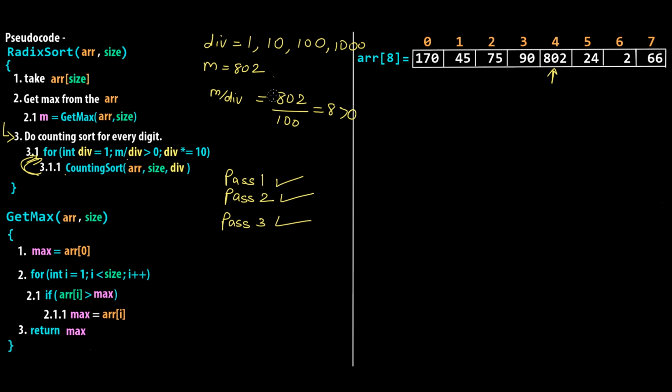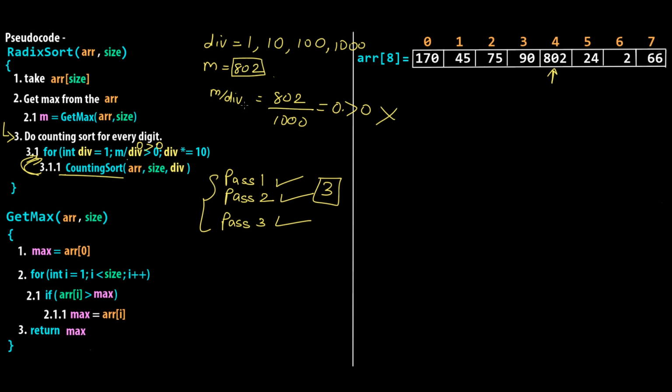And now when we do m by div, it would be 802 divided by 1000, which is 0.802. And since the fractional part is truncated, we are left with 0. So is 0 greater than 0? No. This time 0 is not greater than 0. It is equal to 0, but it is not greater than 0. So this time the for loop condition will become false and the fourth round of counting sort will not happen. So now you can see that depending upon how many digits we have in the maximum number, that many passes we have. So we had 3 passes. This is how programmatically you can control the number of passes depending upon the number of digits in the maximum number.